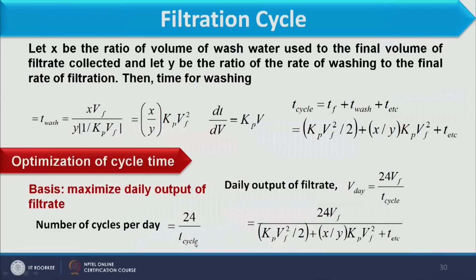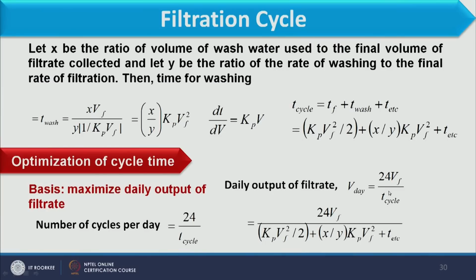The number of cycles per day is 24 by T cycle, where T cycle is the time associated with one cycle, and 24 because we perform it for a single day. So the daily collection of filtrate, where Vf is the volume of filtrate collected in a single cycle, is 24 by T cycle, the total number of cycles, into Vf. That we have defined as V day.